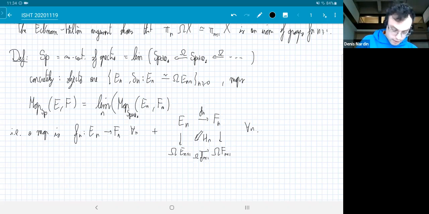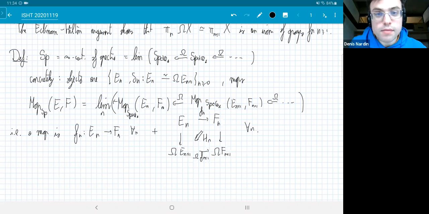And sorry, maybe I should have said what the map here was, but the map is just taking the loops of the maps. And landing, okay, this is technically a map from omega E_n plus 1 to omega F_n plus 1, but you can use delta to identify them. So such an identification is exactly the datum of such a diagram.